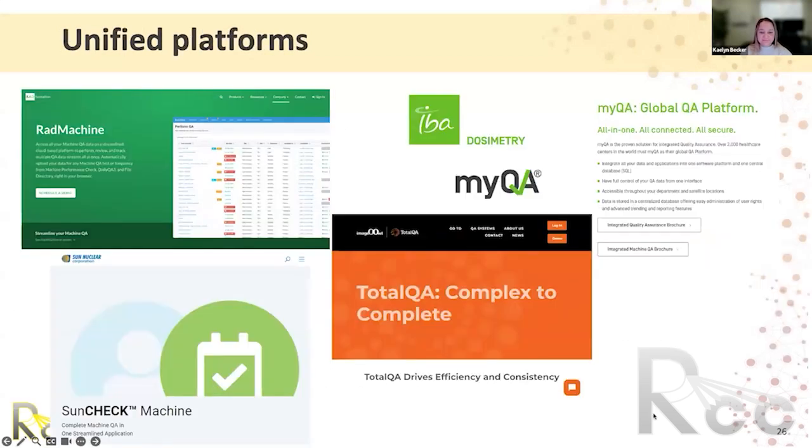Thank you. Okay. So there are a lot of platforms out there. They're considered unified platforms for your QA that can help facilitate trend tracking. These are just a couple that I could think of off the top of my head, and it's probably not a complete list of all of the options. We've got Rad Machine, which is Radformation's solution, IBA MyQA, Sun Nuclear SunCheck, and then my personal favorite is ImageOwl Total QA.